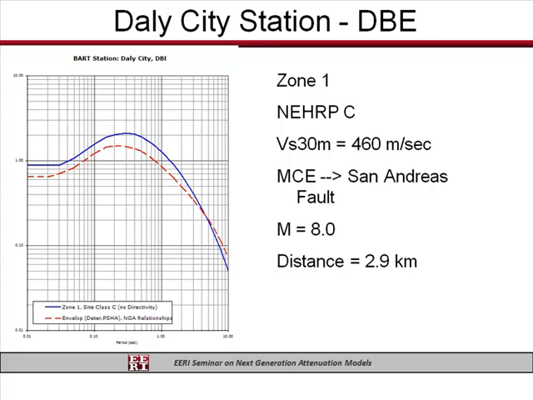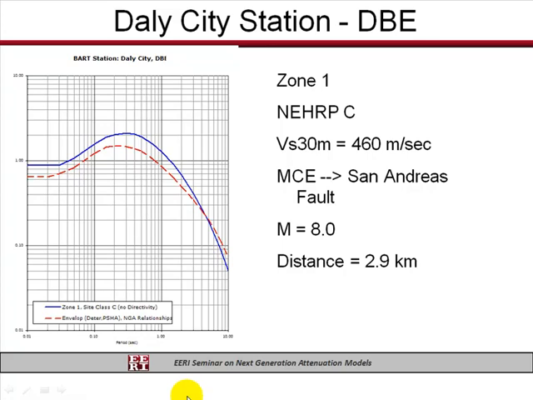Again, you see a similar type of reduction at the high frequency at PGA and also over intermediate period ranges. And then as you get out to the longer period, you start to see, in this case, an increase of the motions relative to the previous 2002 study.